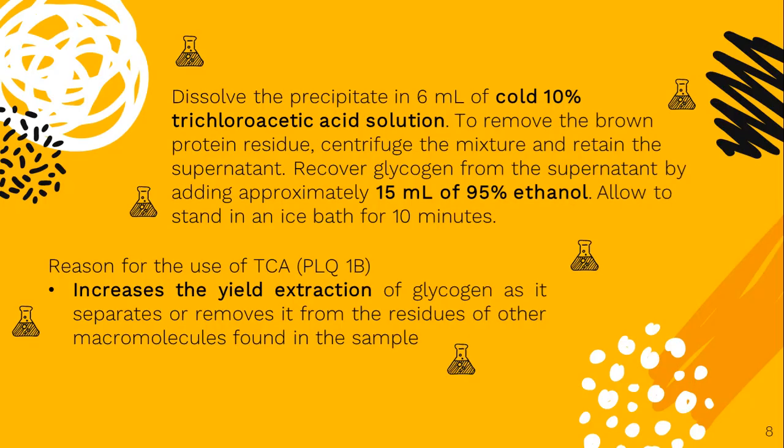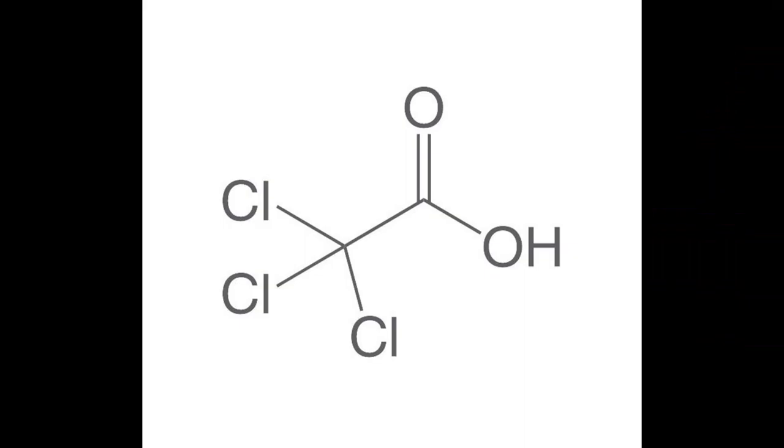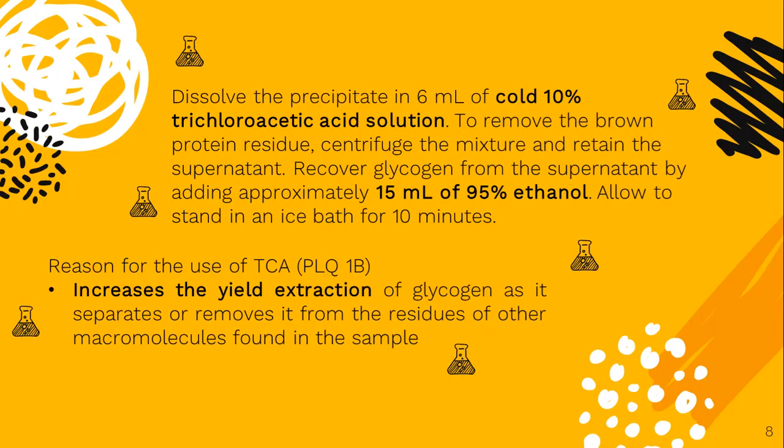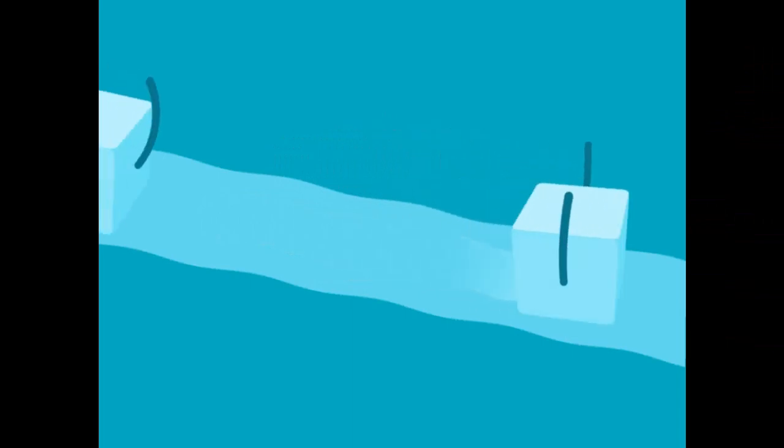The precipitate was then dissolved in 6 ml of cold 10% trichloroacetic acid or TCA. To remove the brown protein residue, centrifuge the mixture and retain the supernatant. Glycogen was recovered with the addition of ethanol and left to stand in an ice bath for 10 minutes.